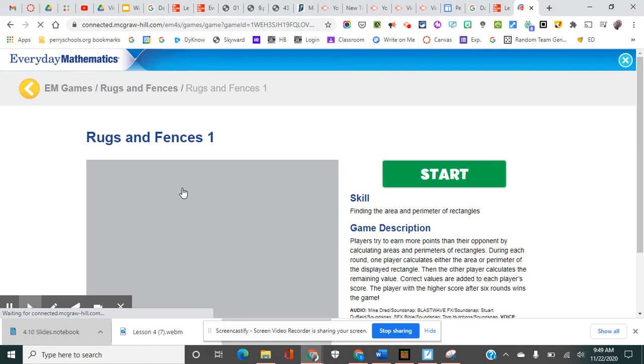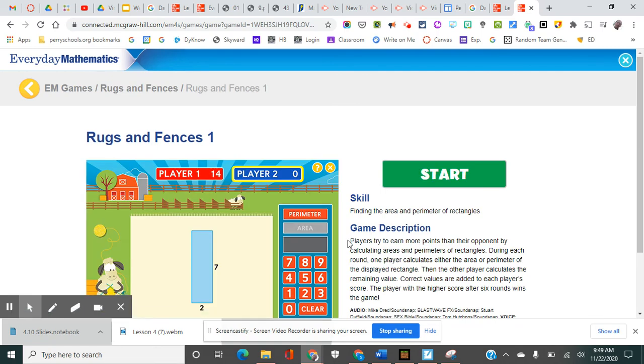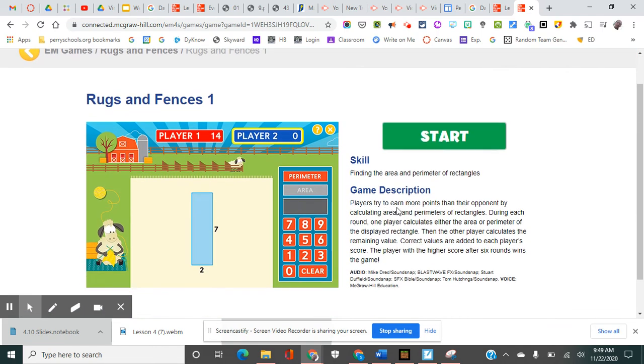Rugs and Fences number 1. Our goal here is that players try to earn more points than their opponent by calculating areas and perimeters of rectangles. During each round, one player calculates either the area or perimeter of the displayed rectangle. Then the other player calculates the remaining value. Correct values are added to each player's score. So you have to try to pick whether the perimeter or the area is going to be worth more.